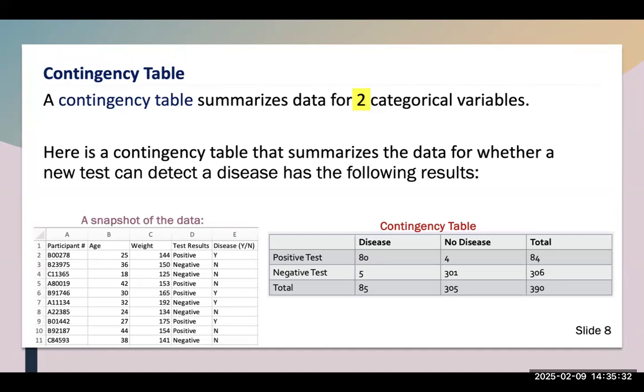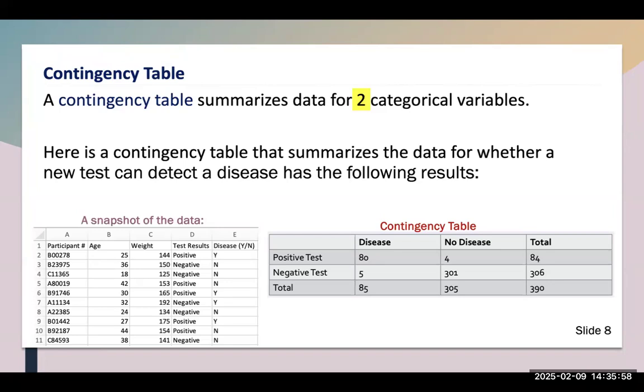So you can see on the top, I have disease, no disease, and I have positive test, negative test. For example, 80 people had a positive test and also had the disease. So that's an intersection here, because having a positive test and having the disease can happen. And so there's 80 people. So those events are not disjoint.